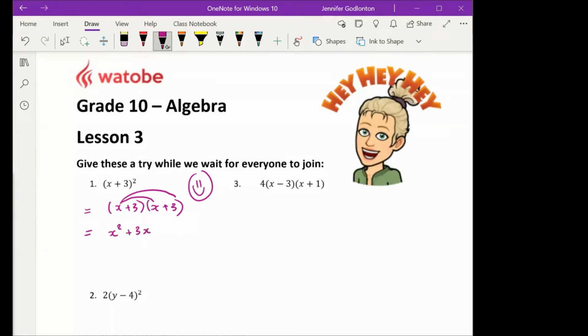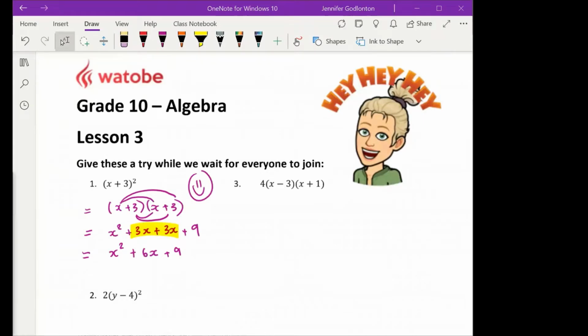Good. Then x times 3 as a positive 3x. Good. 3 times x as a positive 3x. Good. Then 3 times 3 is a positive 9. Excellent. So what's my final answer? It's x squared plus 6x plus 9. Excellent. Beautiful. Well done.